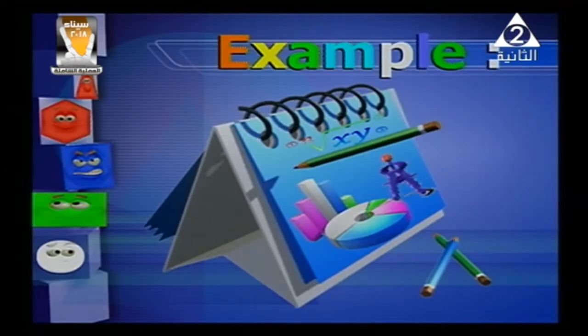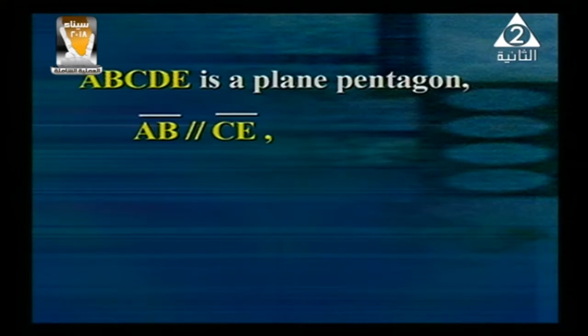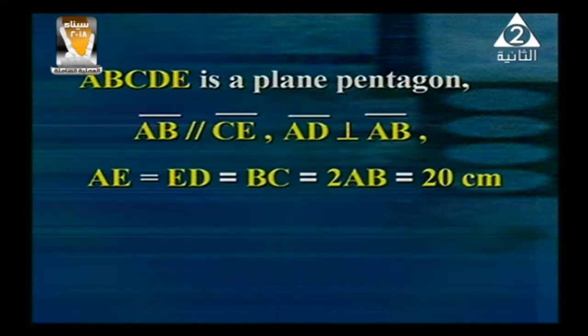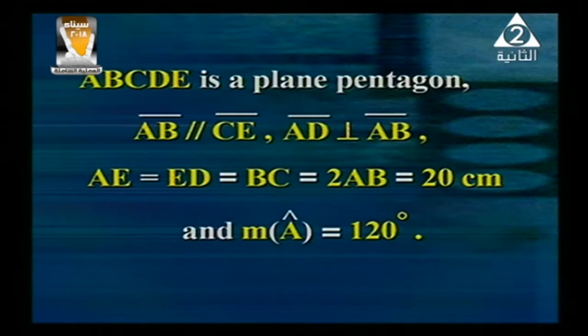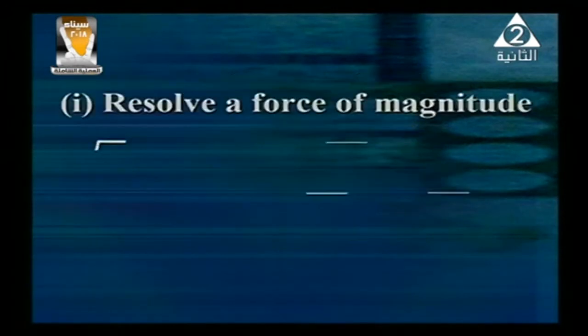Another example. ABCDE is a plane pentagon. AB parallel to CE. AD perpendicular to AB. AE equals ED equals BC, each twice AB, equal to 20 centimeter. What do you mean? AE equals ED equals BC equals 20 centimeter, but AB equals 10 centimeter. Measure of angle A equals 120 degrees.